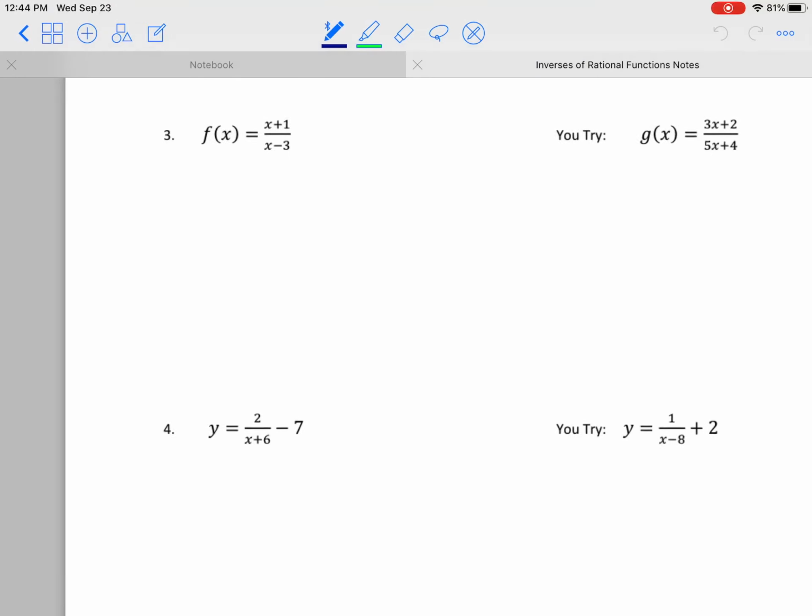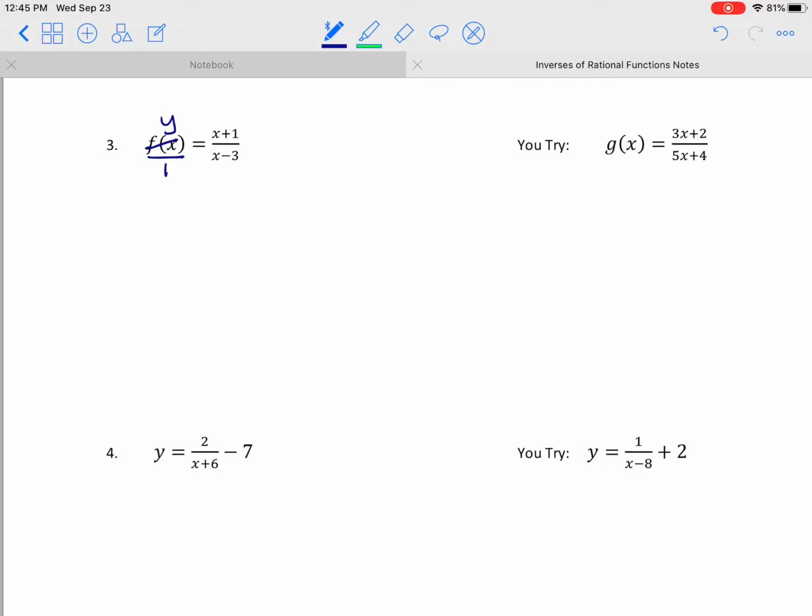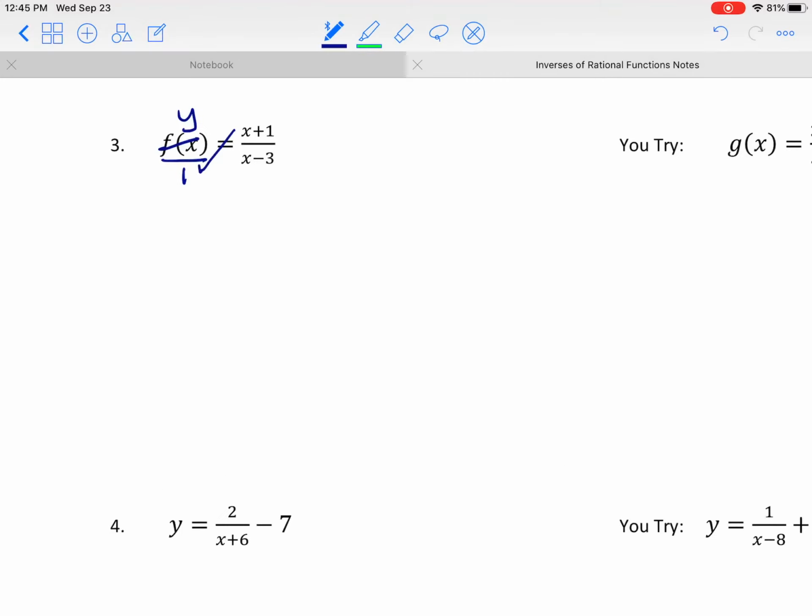Okay? So let's try that again. This one has the function notation. I'm going to replace this with a y, just makes the solving a little easier. And I'm going to go ahead and make this a fraction by putting a 1 under it. So let me cross multiply. x plus 1 times 1 is still going to give me an x plus 1 here. On the other side, I have to make sure I distribute the y to the x minus 3. So x plus 1 is going to equal xy minus 3y.